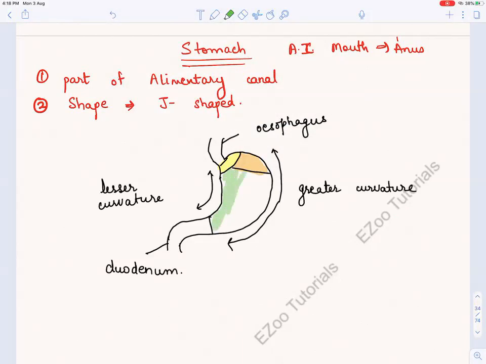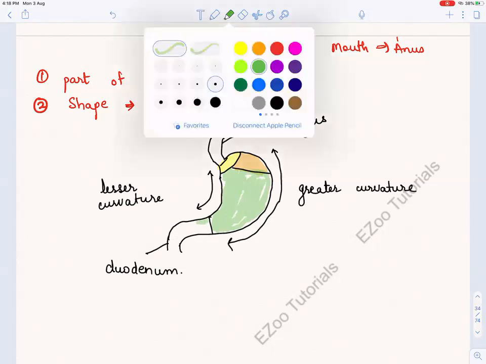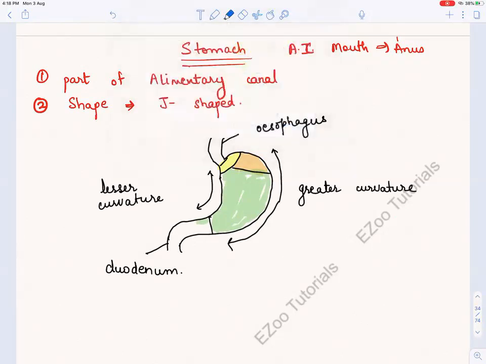This is the third part, and then the fourth part. Okay, so what are these four parts? Let us name them. Cardiac, fundus, body, and pylorus or pyloric. Okay, so these are the 4 parts of the stomach.